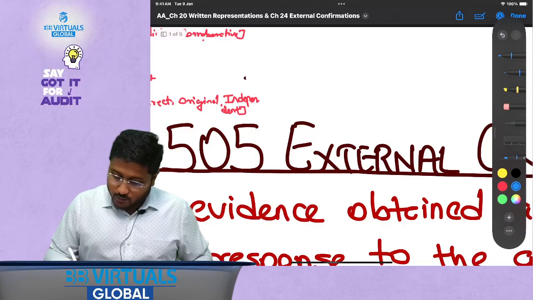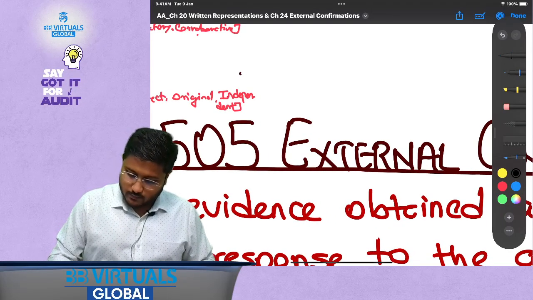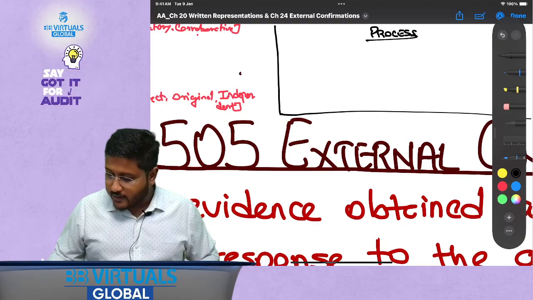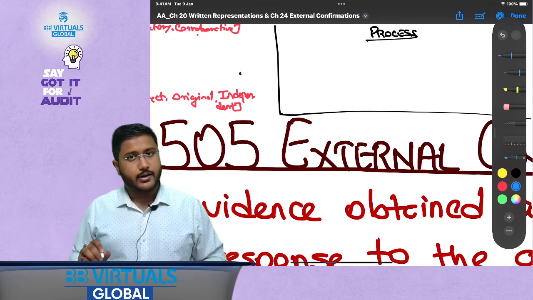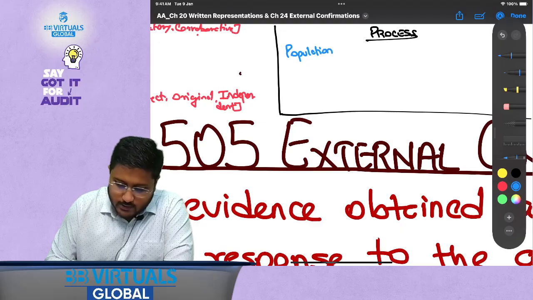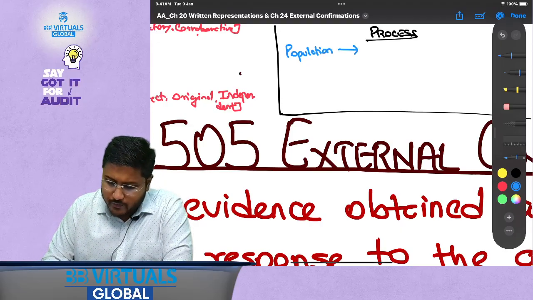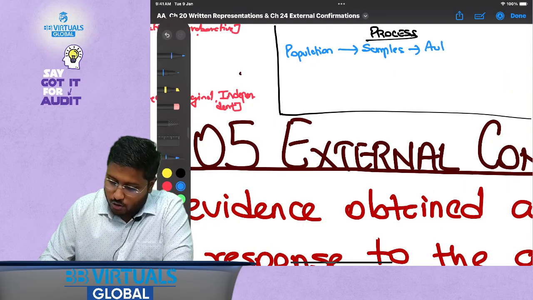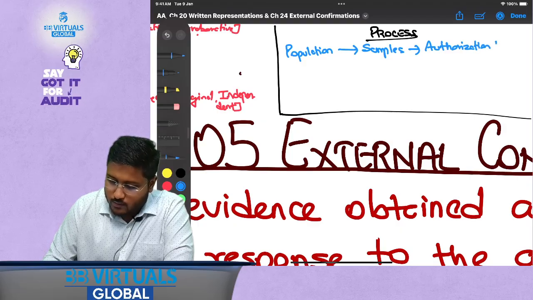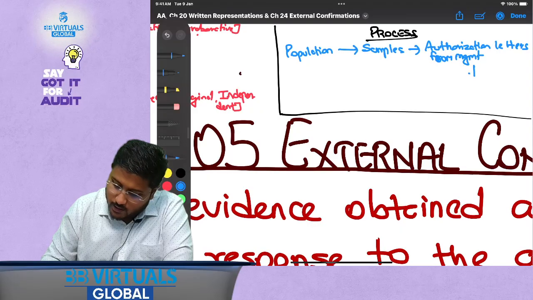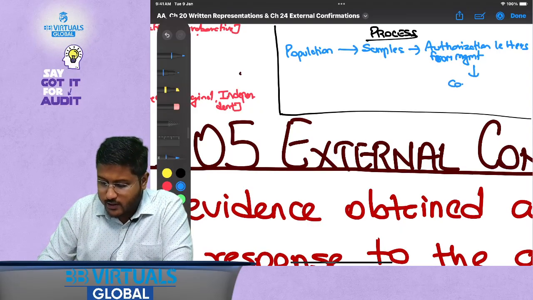Let's discuss that. I'll tell you the detailed process that is followed. The population is decided. After deciding the population, we select the samples, then we get printed authorization letters from management. Management needs to authorize the other person that yes, these are our auditors and please submit the information to them. After the authorization letter is there, we draft the confirmation letter.